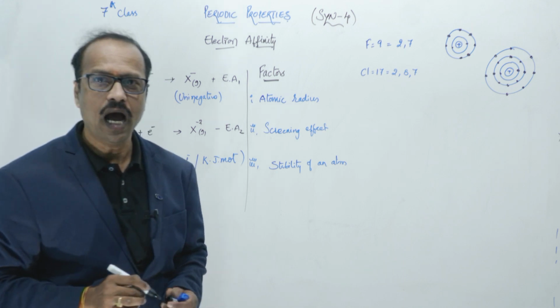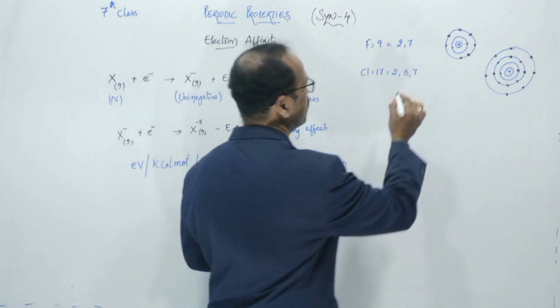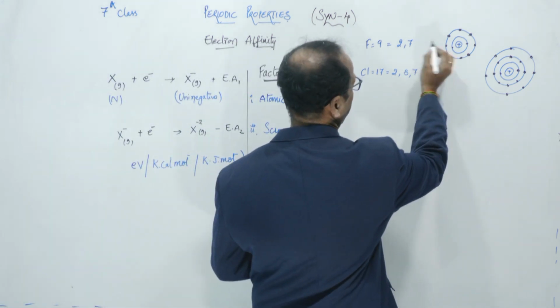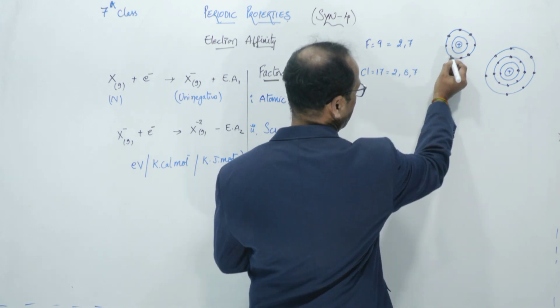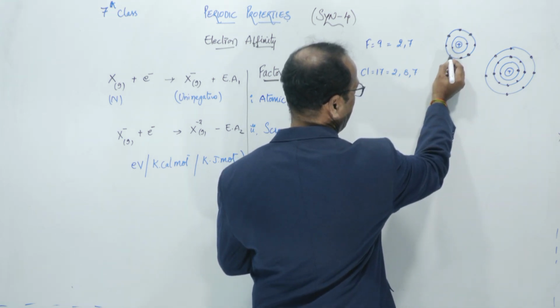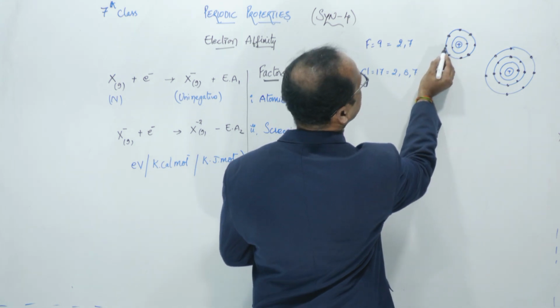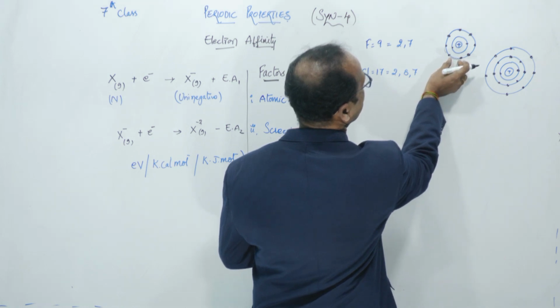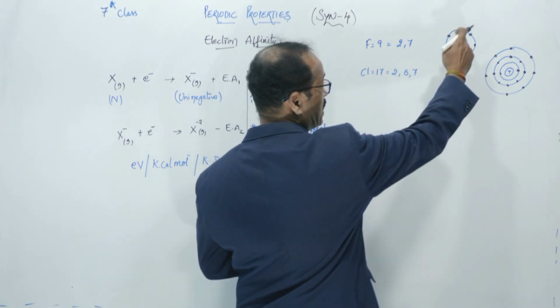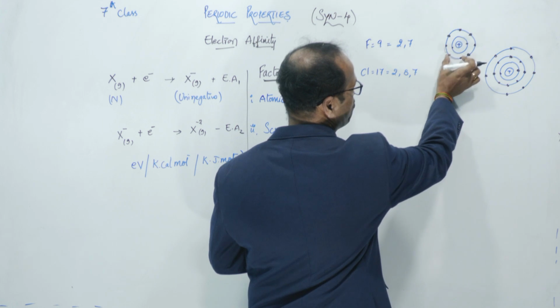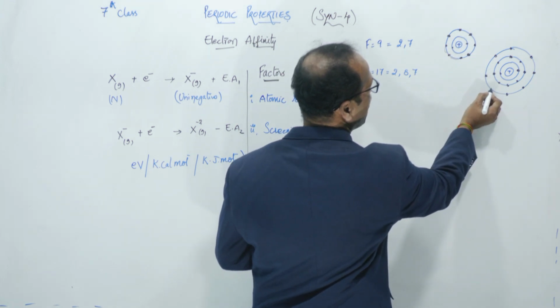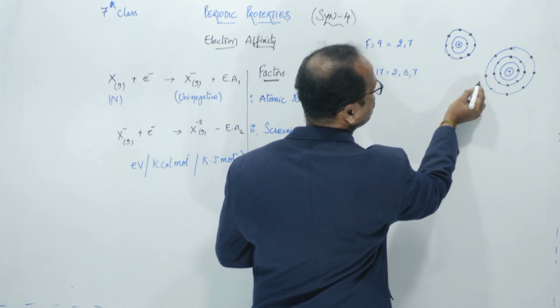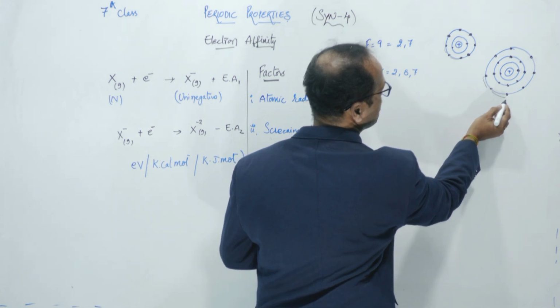Right. Now if I would like to add one electron here, for example in fluorine, then what happens? See, the distance between these two is very small. Yes or no? Very small, because the atomic radius is very small. But here, if you would like to add here, now you see the distance is more because the size is more.